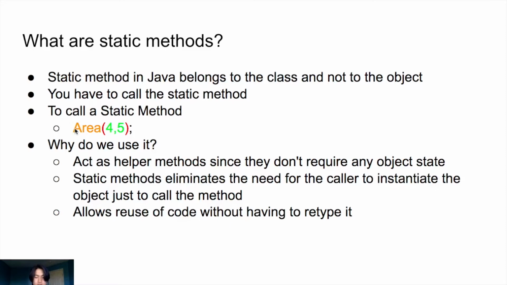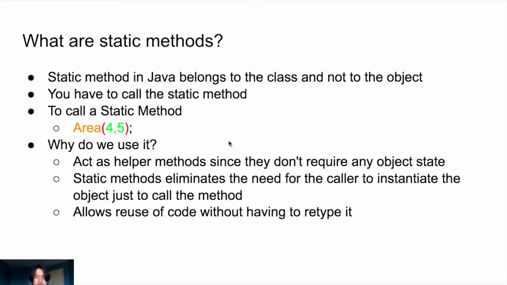In orange is the name of the method, and then in red are the parentheses, and then you want to put a semicolon after that. Depending on the method you created, it might take in a parameter, and if it does, you want to type that in the parentheses as well, which is in green here.